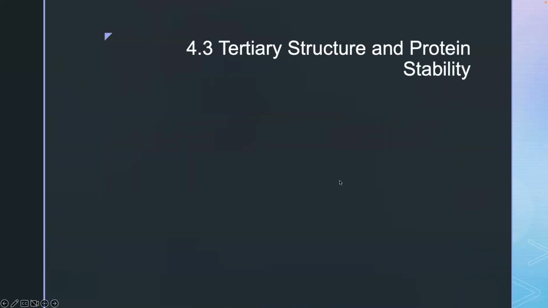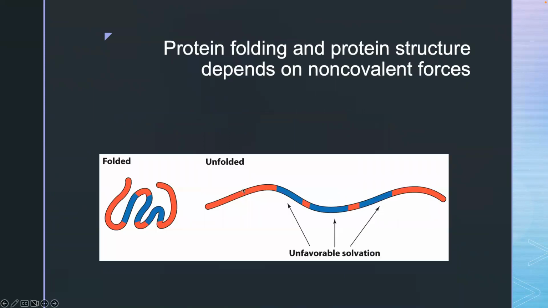So we can start talking about tertiary structure and protein stability. So protein folding is really important, and can play a role in function of the protein. And this folding actually depends on non-covalent forces. So you got to think, if you have some hydrophobic residues that are in the unfolded protein, those, when it gets into an aqueous solution, are going to be folded up and protected by the rest of the protein. And so that's what gives you your tertiary structure.